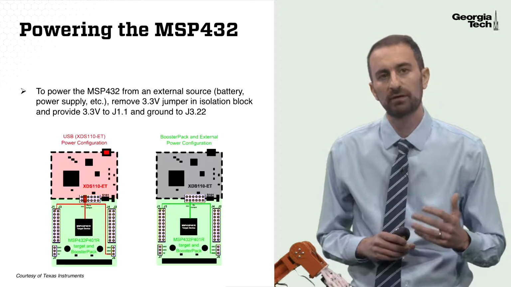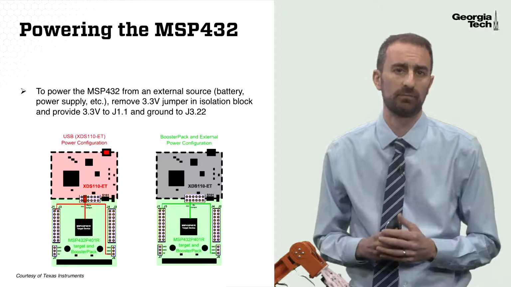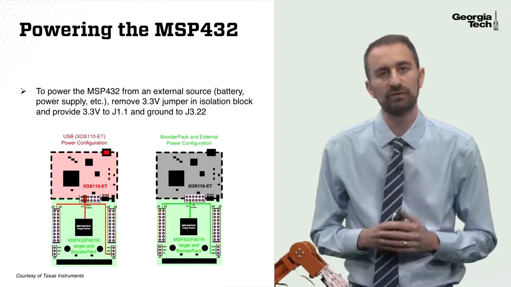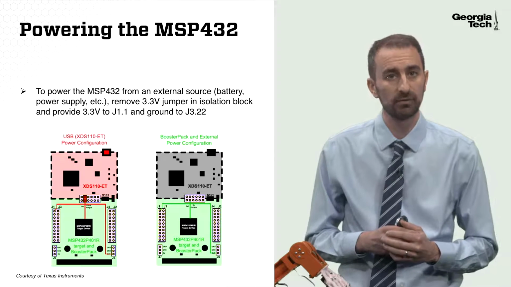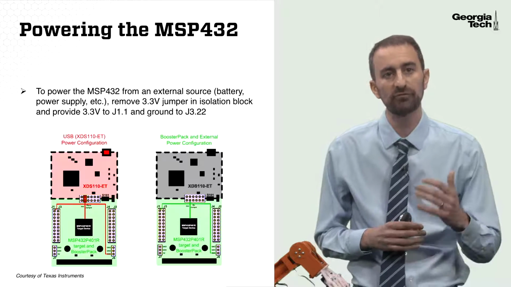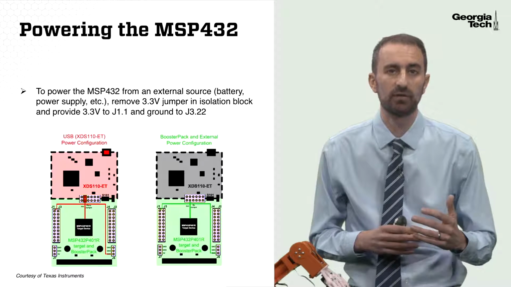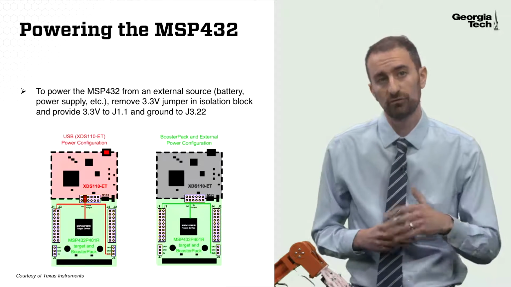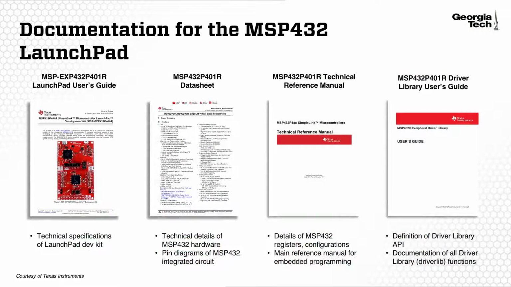To power the MSP432 from an external source, such as a battery or power supply, we'll have to remove these two red jumpers and provide a 3.3 volt input to the header pin marked J1.1, and we'll also have to make sure to ground the jumper pin labeled J3.22 to an appropriate ground, whether that's the battery or the power supply.